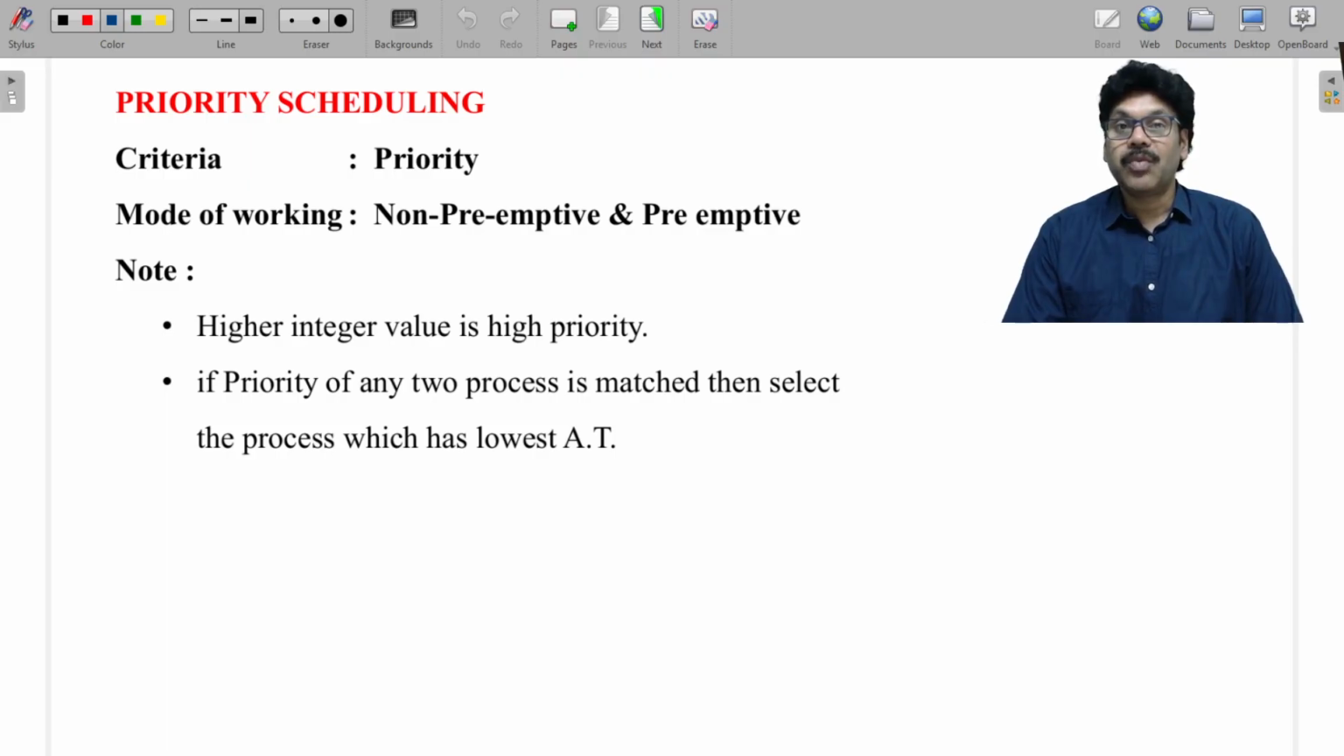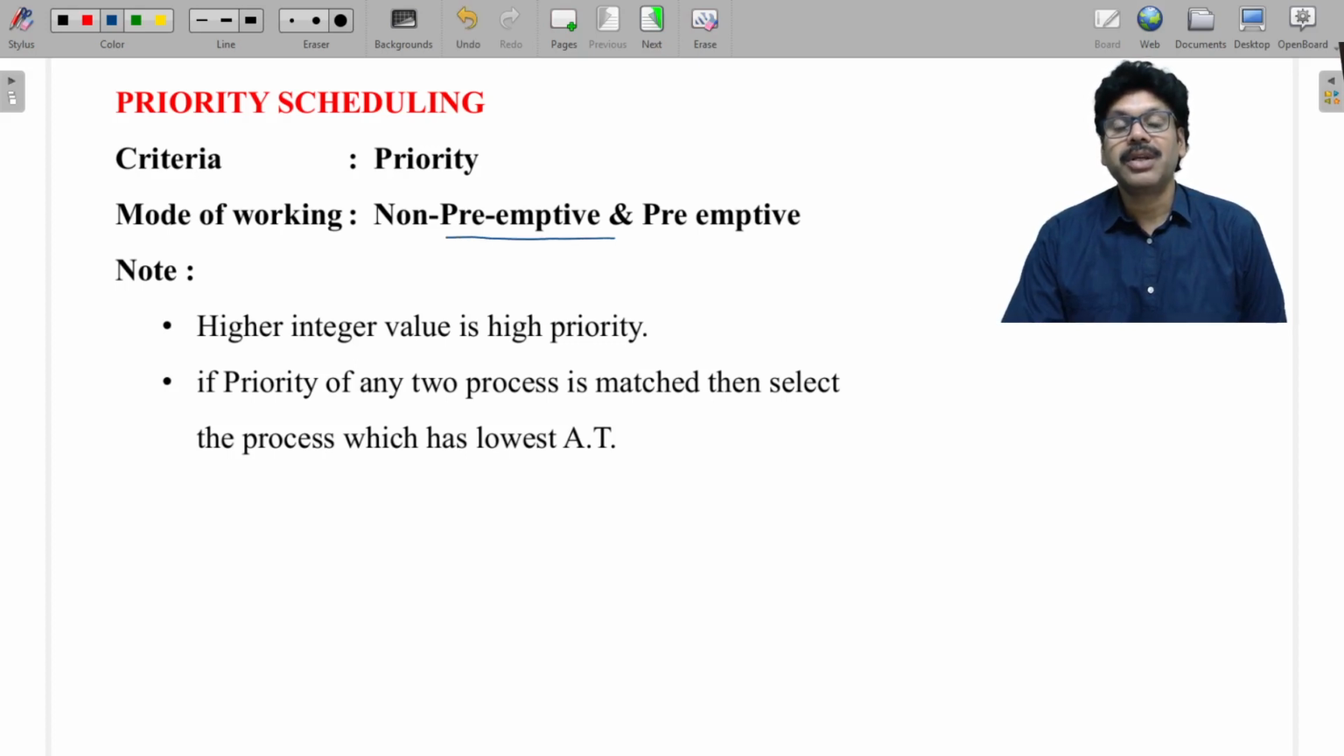So one more column is needed along with the process ID, arrival time and burst time, and that is priority. The highest number always gets the highest priority. And there are two flavors in this: one is non-preemptive, the other is preemptive. First we will see the non-preemptive nature.